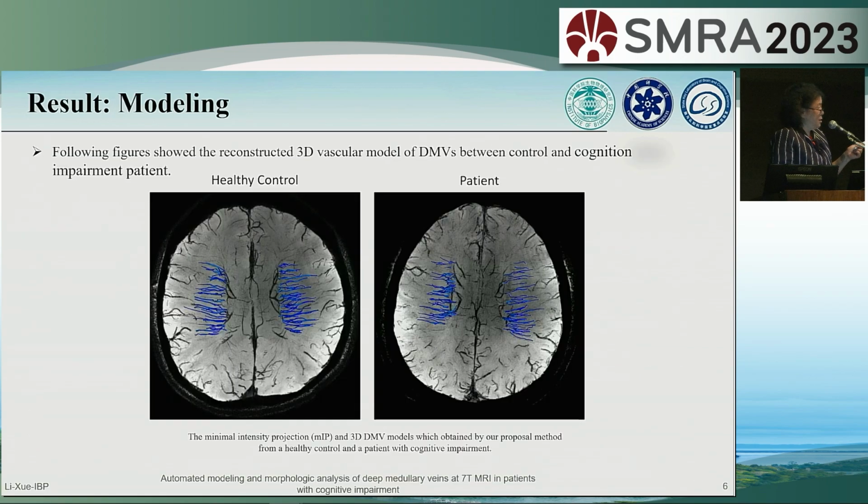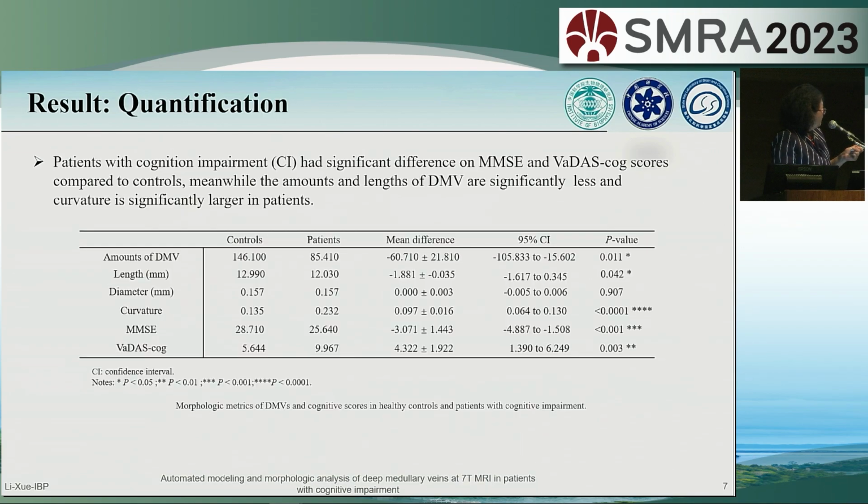And here we show examples of the tracking results on both the healthy controls and the patients. All DVMs are tracked out by this method, which solved the previous problem we mentioned in the beginning. And the quantitative evaluation of the group of patients and controls, they both have significant difference in the MMSE scores. Also, the amount or length of the DVMs are significantly different, and also the curvature.